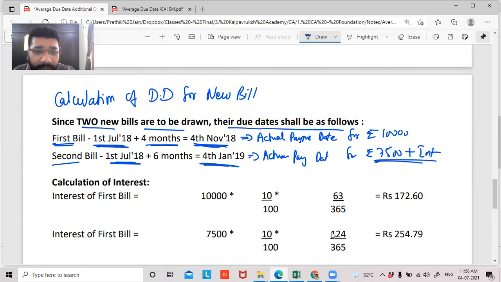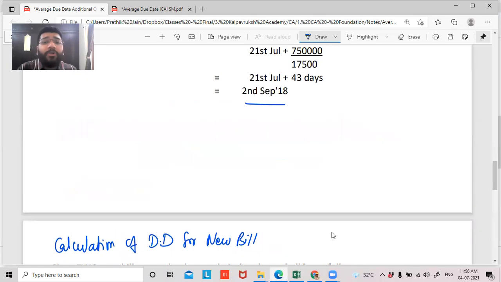So I've calculated the due date, guys. Now, had you made the payment on 2nd September, no problem. No interest would have come. Average due date is that due date where you make the payment in such a way that neither of the parties is losing or gaining by way of interest.